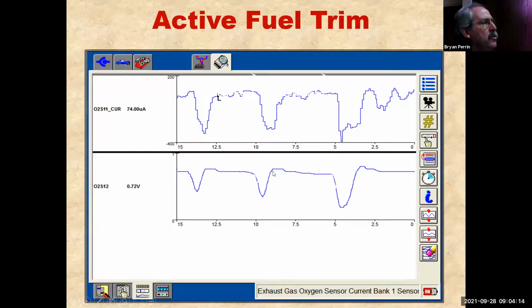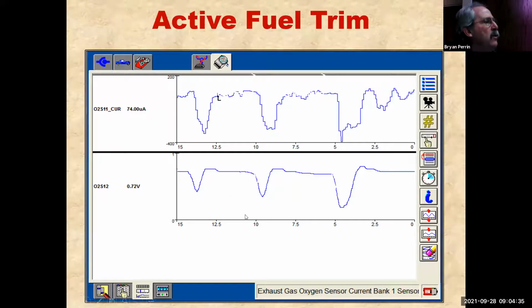So the rear sensor now reads rich. Once it reads rich, what happened? We go back to lean. Who's driving the bus? The rear sensor or the front sensor? The rear sensor is, because the rear sensor moved first. It moved before 10. This didn't move till after 10.